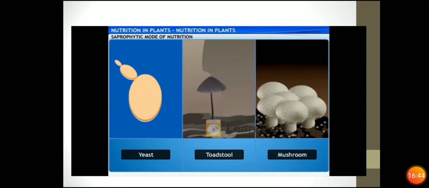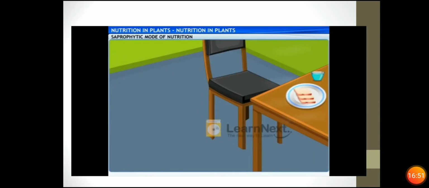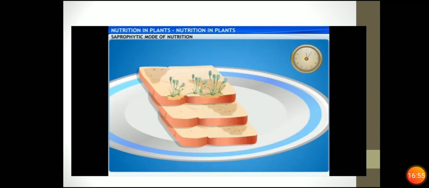Most plants belonging to the fungi category are saprophytes. Examples are mushroom and toadstool. They reproduce using spores that are released in the air. And when these spores land on a suitable surface, they germinate and grow into a new fungus. This is a bread mold.